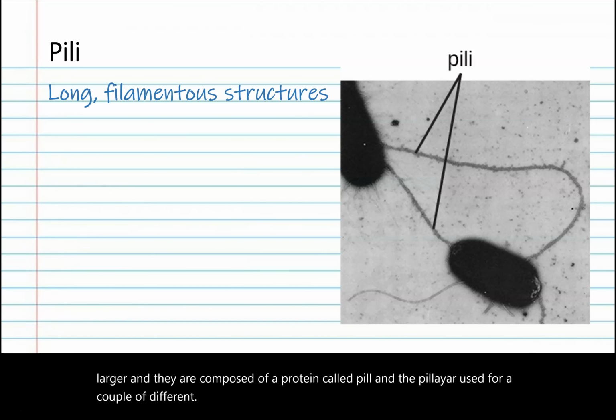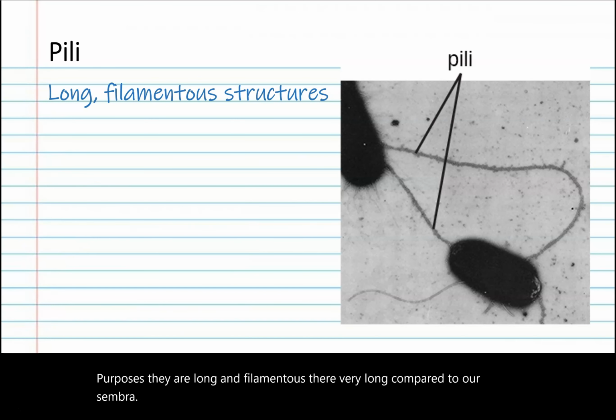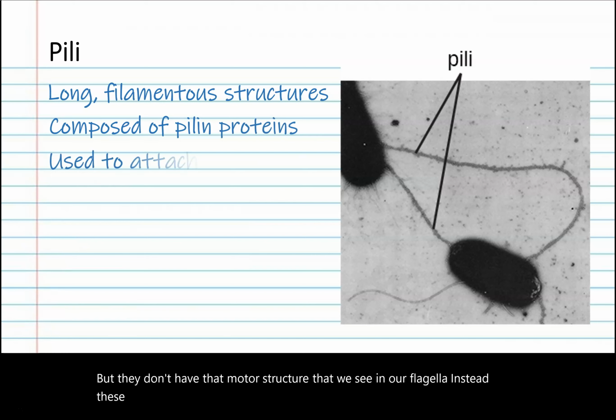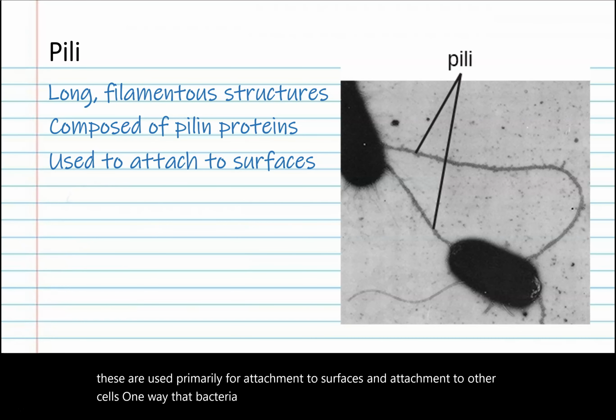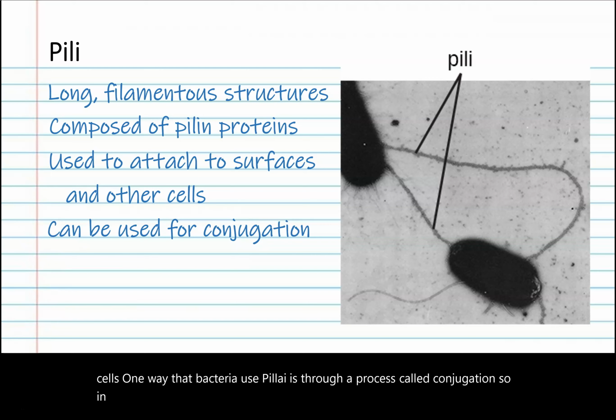They are long and filamentous, so they're very long compared to our fimbriae, but they don't have that motor structure that we see in our flagella. Instead, these are used primarily for attachment to surfaces and attachment to other cells. One way that bacteria use pili is through a process called conjugation. So in conjugation, remember how I talked about how plasmids can be shared from one cell to another?